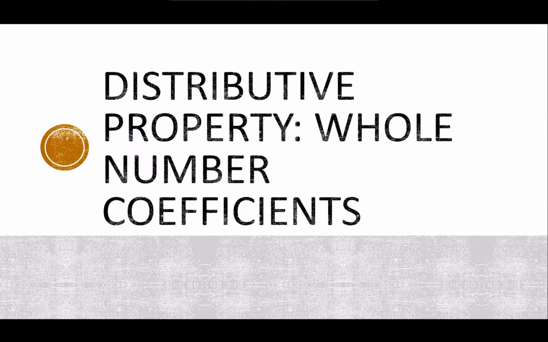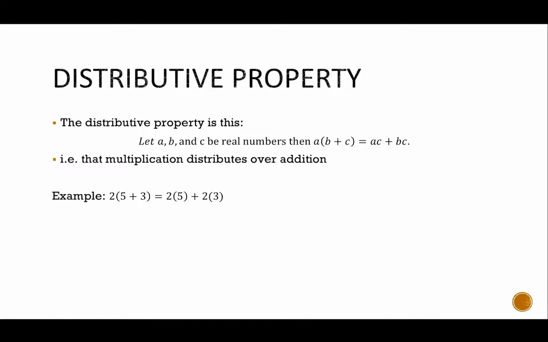This video covers the distributive property with whole number coefficients. So the distributive property is this. Let A, B, and C be real numbers. Then A times (B plus C) is the same as AC plus BC. So the idea here is that multiplication distributes over addition. And I'm going to show you how this works.